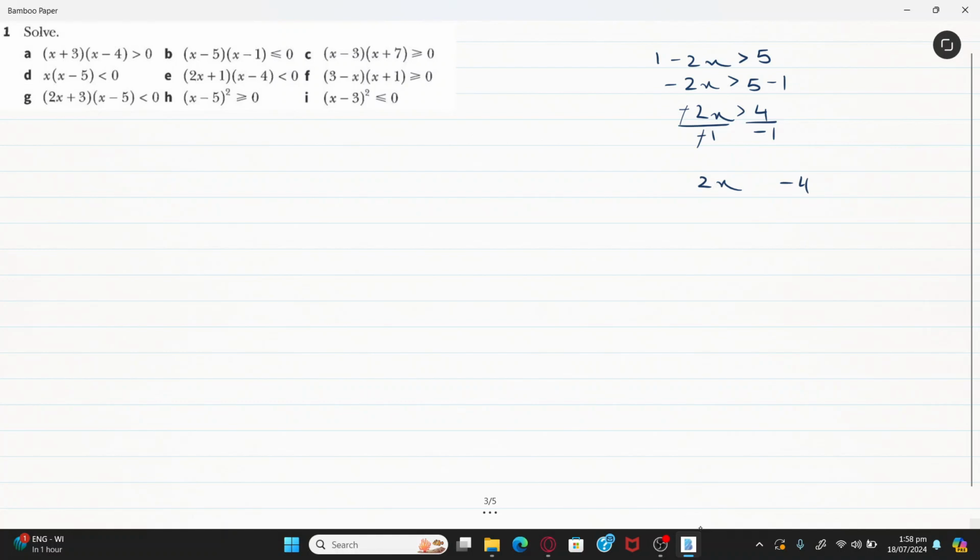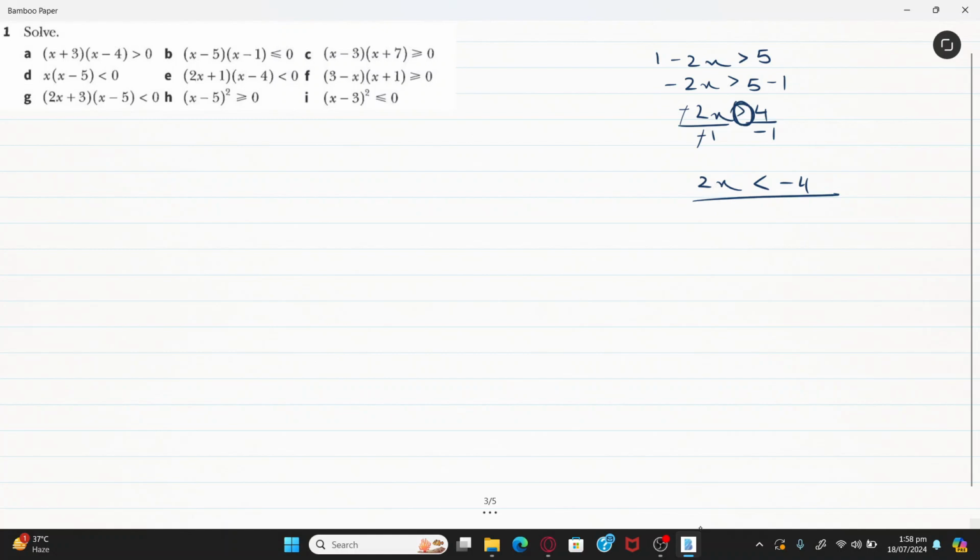However, this sign is going to change. Whenever we divide both sides by a negative, the direction of the inequality will change. So instead of 2x is greater than -4, it will become 2x is less than -4. That's the most basic and most repeating rule which will occur throughout the whole exercise, and that's basically how you solve it.